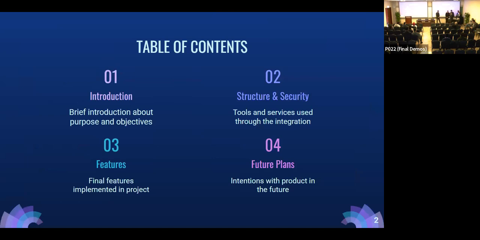So this is our table of contents. First, we'll give you a brief introduction to the application and the general problem we're facing regarding the dog owner community. Then we'll tell you about some of the structures and how we implemented the application itself. Then we'll show you some of the main features that we have been working on since we started Senior Project 1 until now. And finally, we're going to reveal our future plans for the application.